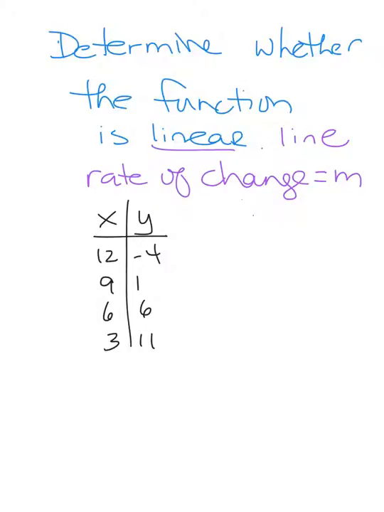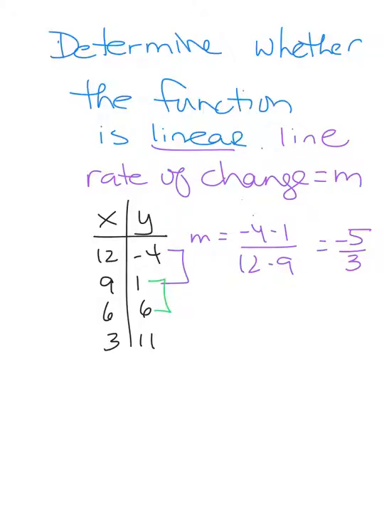So I'm going to take a couple of points here. So I have (12, -4) and (9, 1). So I'm going to use my slope formula. So I get negative 4 minus 1, and I have 12 minus 9, which gives me negative 5 over positive 3. So that's the slope. I'm going to keep trying something. It has to be a consistent slope for something to be a line.